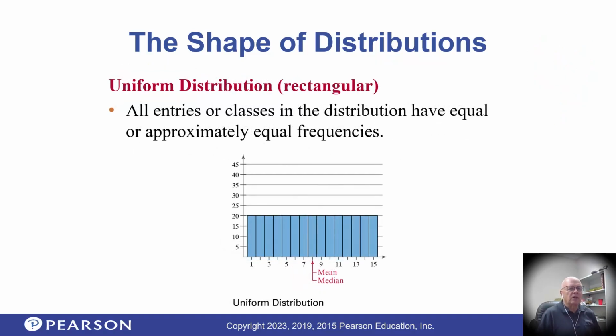Contrast that with the uniform one, which actually is symmetric too. But uniform is different because the frequencies are all exactly the same. That's a uniform distribution. It forms a rectangle. The top is either flat or almost totally flat. You don't see that too often, but there are situations where you do have uniform distributions. It's symmetric because the right and left are mirror images.